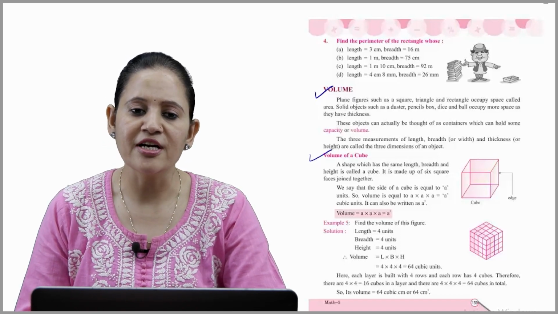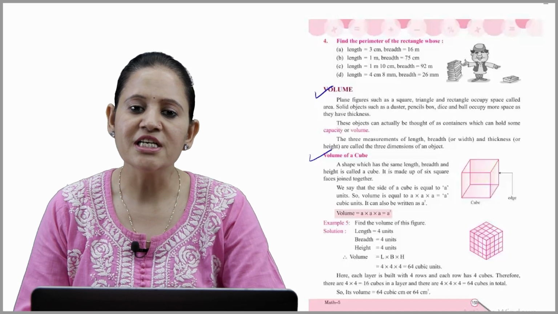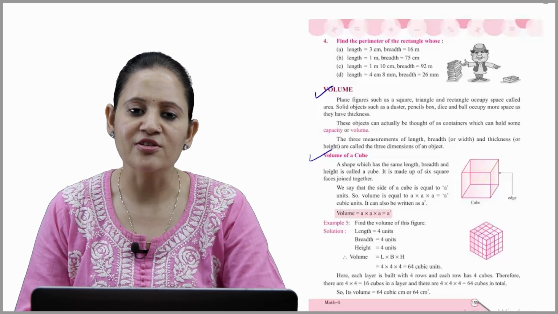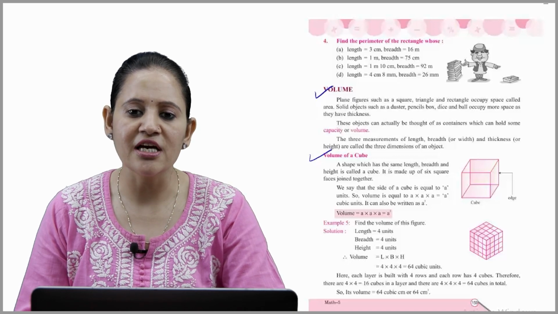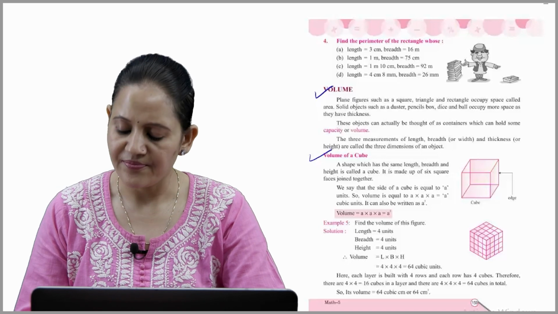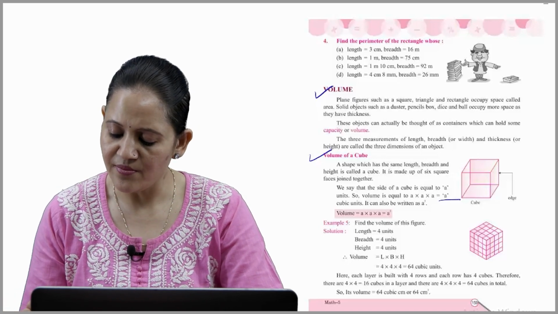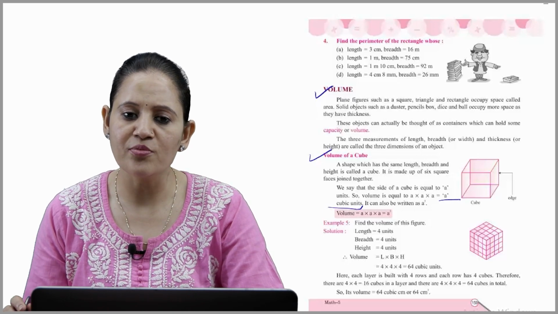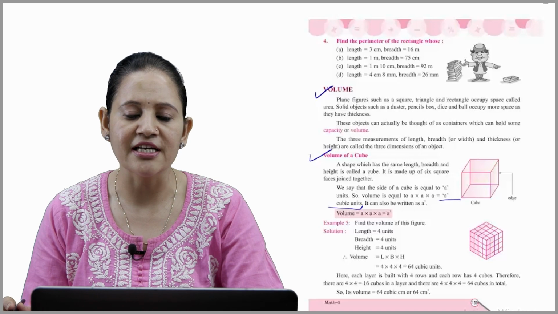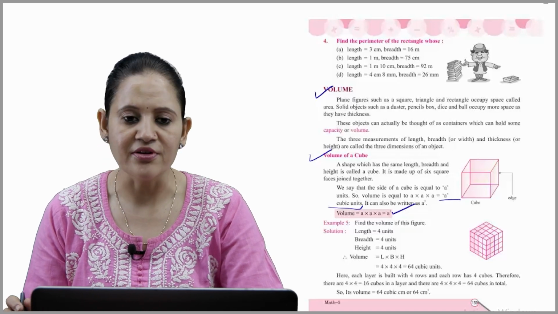So first we will find out the volume of a cube. A shape which has the same length, breadth and height is called a cube. All the faces of a cube are squares, meaning they are equal. It is made up of 6 square faces joined together. We say that the side of the cube is equal to A unit. That means the volume will be A into A into A cubic unit. That is the volume of the cube. It can also be written as A cube. Volume equals A into A into A, that is A cube or A to the power 3.